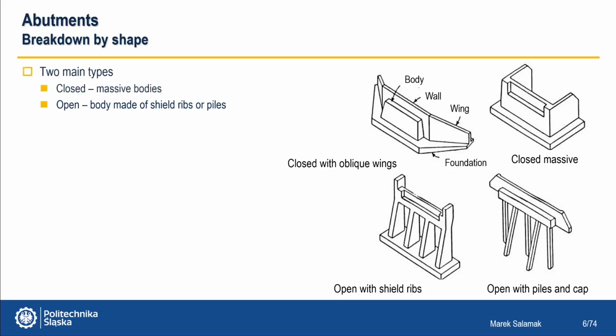Here we see several types of abutments by shape. So they are closed with massive bodies, or the body is open in the form of shields of piles. The splice of these piles is usually a footing board of the support that supports the span.